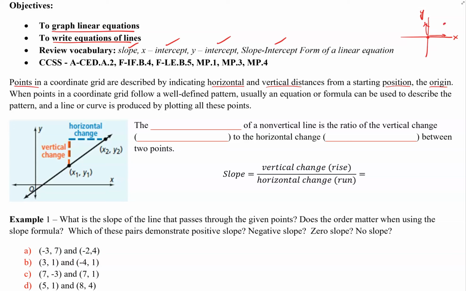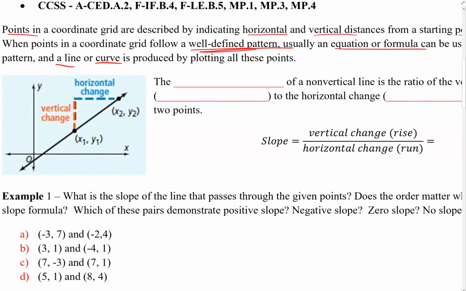When the points in a coordinate grid follow a well-defined pattern, usually an equation or a formula can be used to describe that pattern, and a line or sometimes a curve is produced by plotting all of the points. So if I have a single point, that's just a dot in space, but if I have several points that follow a particular pattern, we could draw several of those points, or more often we'll actually draw a line or a curve that connects those points, and that represents all points or coordinates that satisfy the particular equation.